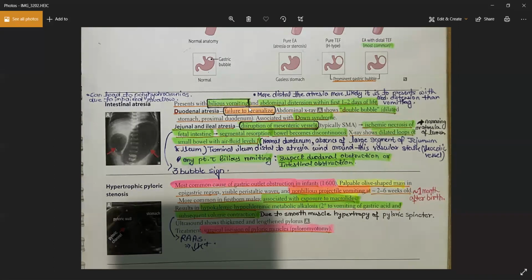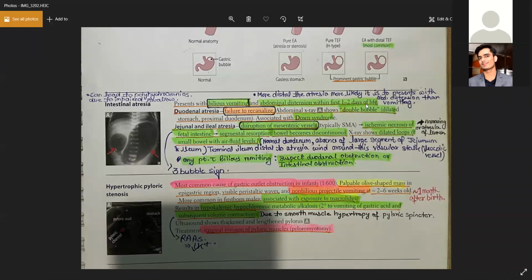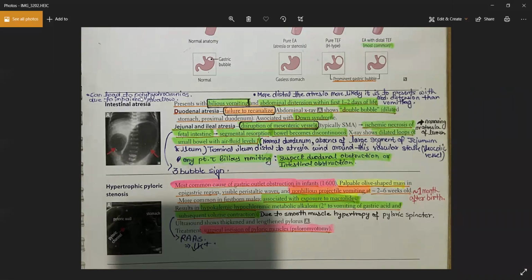First is bilious vomiting. Second is abdominal distension within the first 2 days of life. So bilious vomiting and abdominal distension will be the characteristic features. If the atresia is very proximal, then you get vomiting-dominated symptoms. If the atresia is very distal, then you get abdominal distension.